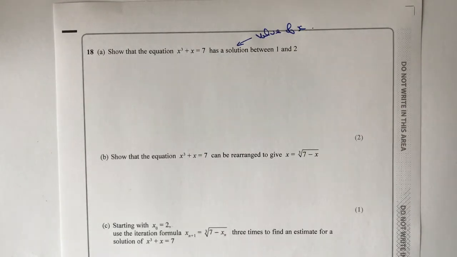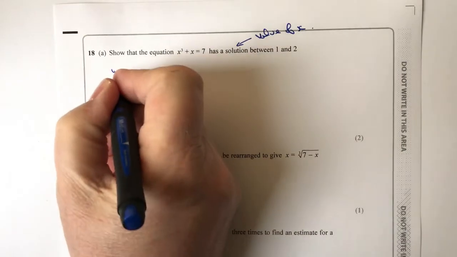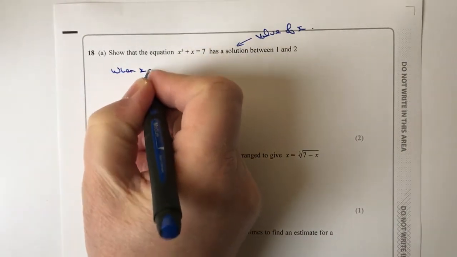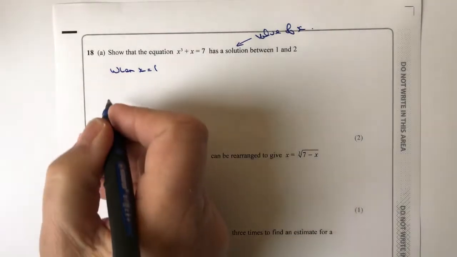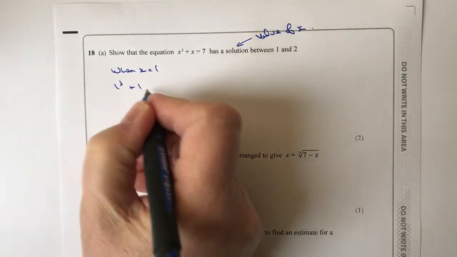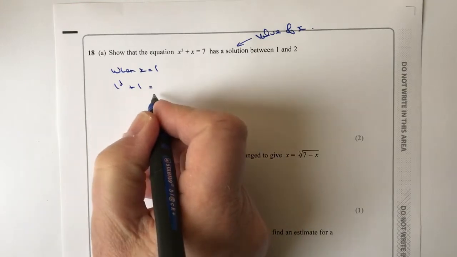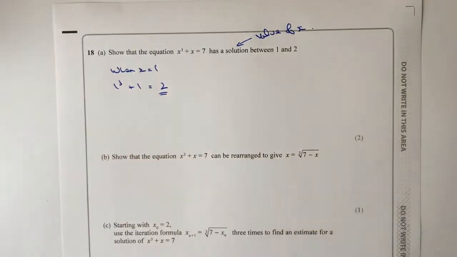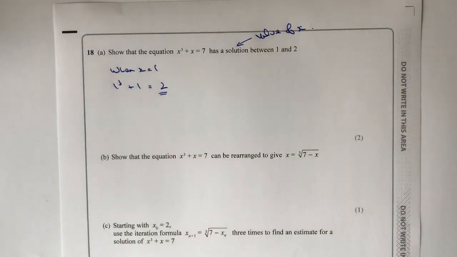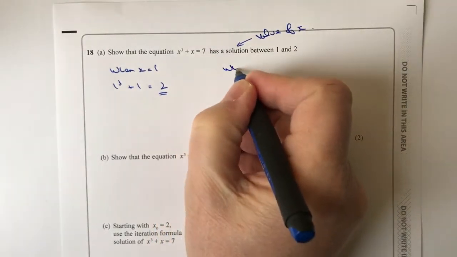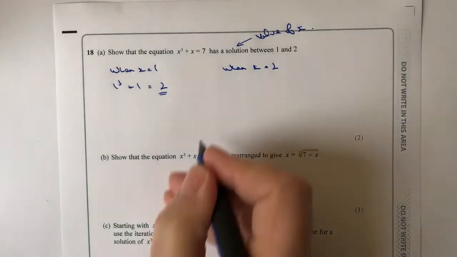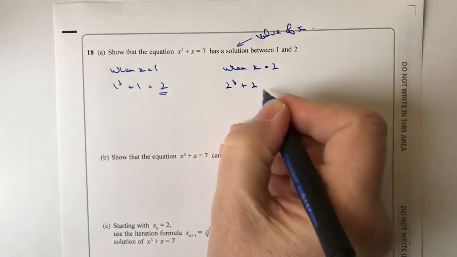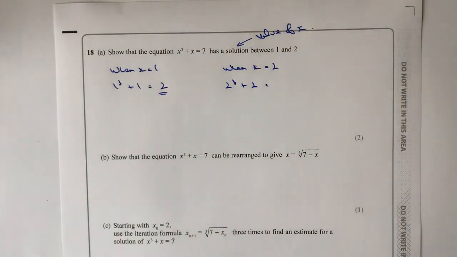Okay, but let's look at what happens when x equals 1. So when x equals 1, I can plug that into this particular equation, and what I get is 1 cubed plus 1, and 1 cubed plus 1 is going to be 2. Okay, so that's my first value of x. My second value of x is when x equals 2. Okay, so I've got now 2 cubed plus 2. Now 2 cubed plus 2 is going to be 10.